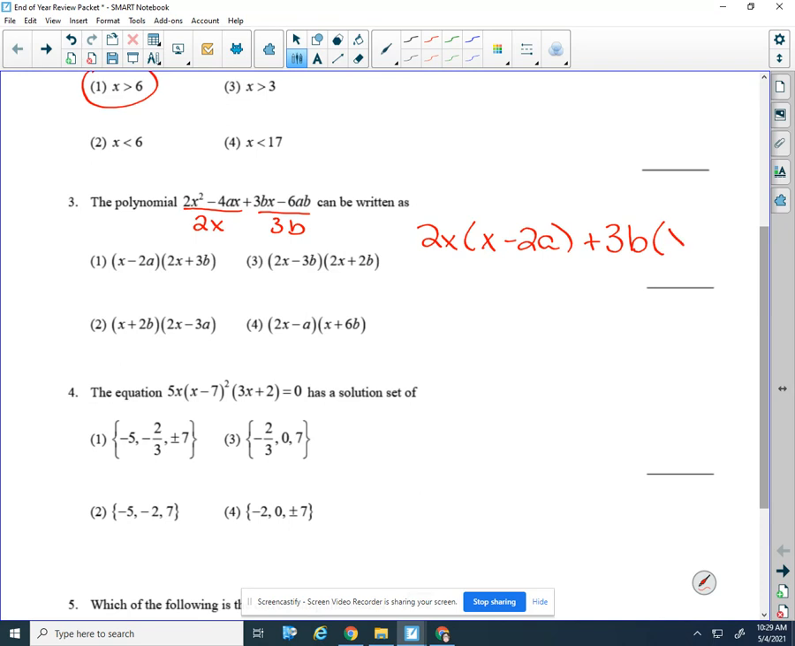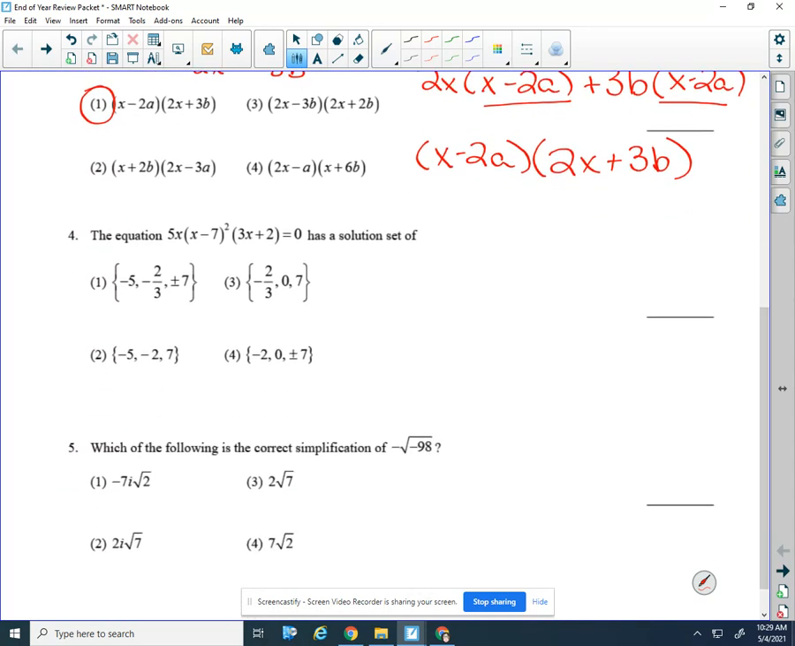And we have x minus 2. These two sets of parentheses match, so that's a factor. And then 2x plus 3b, the two GCFs, is the other factor. So you have that.